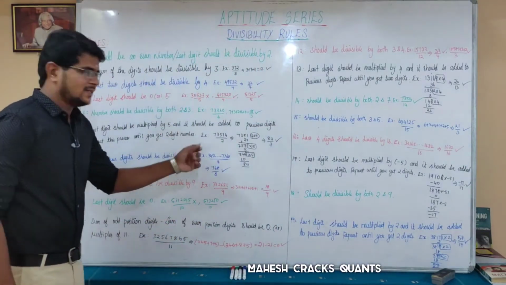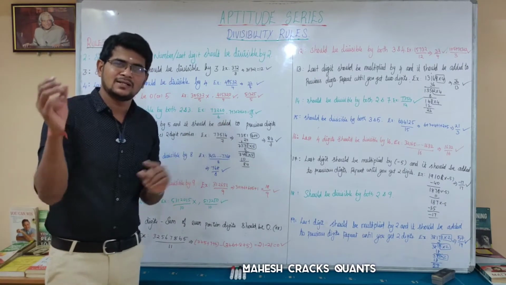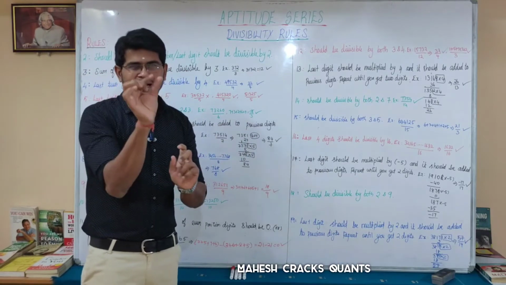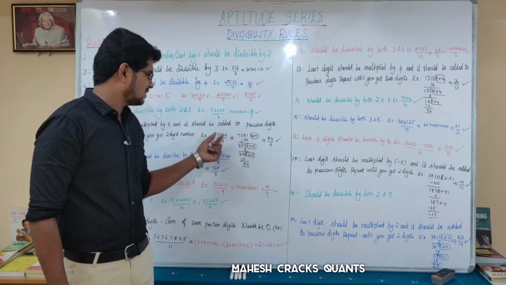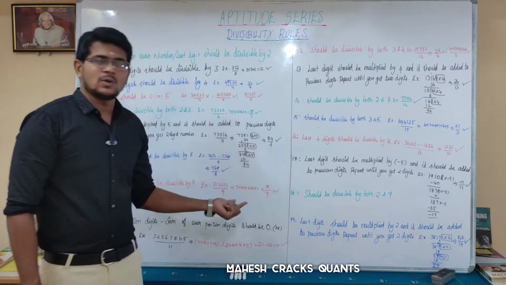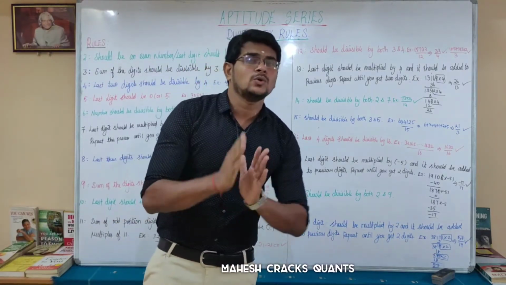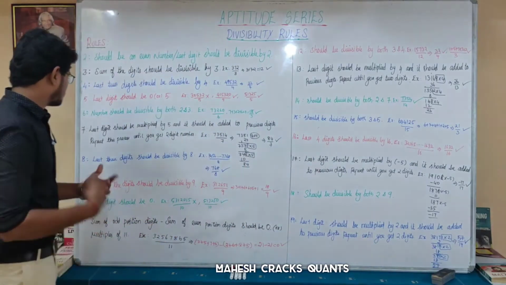The thing is, you have a number and you have to take the last digit and multiply it by 5. That value should be added to the previous digits. So you have to remove this digit, and the previous digits plus 4 into 5, 20. That process should be done until you get 2 digits, because we know multiples of 7 in 2 digits. That's why. Okay, next question.